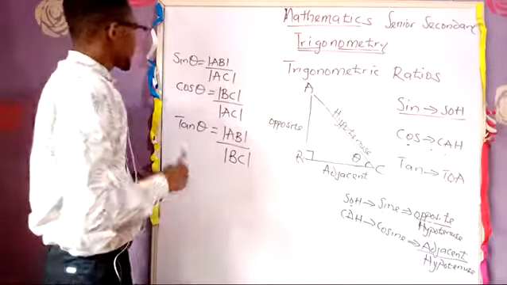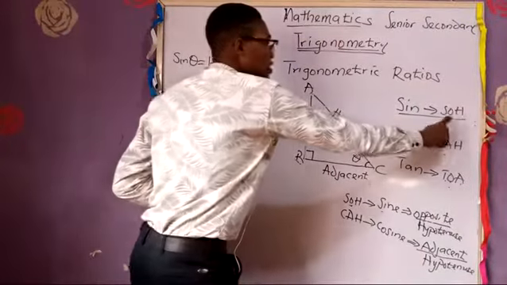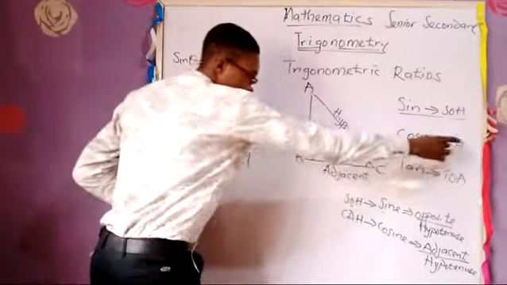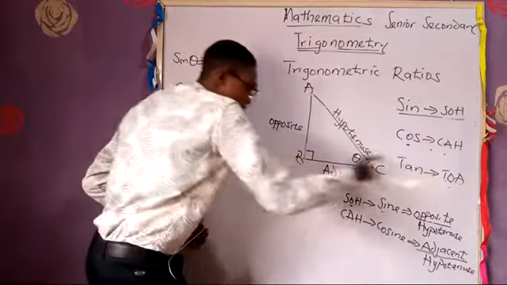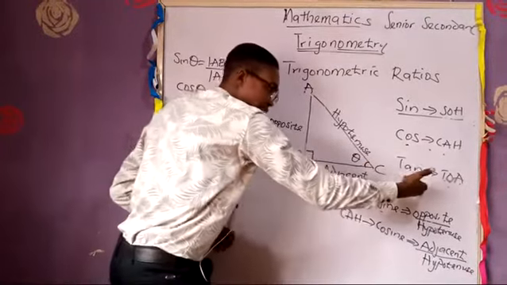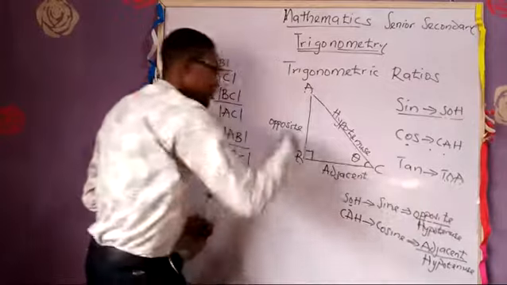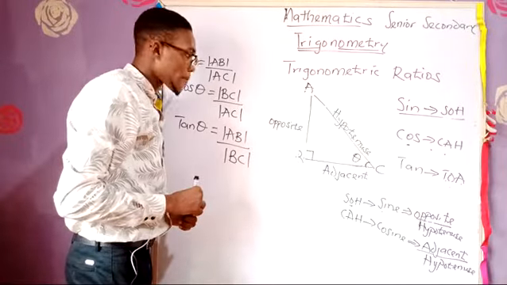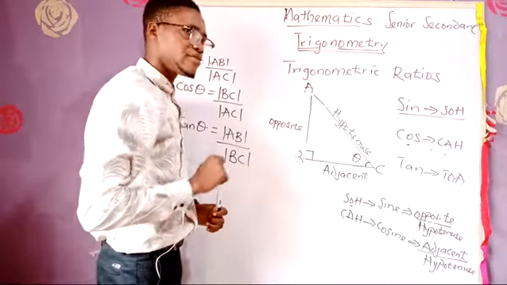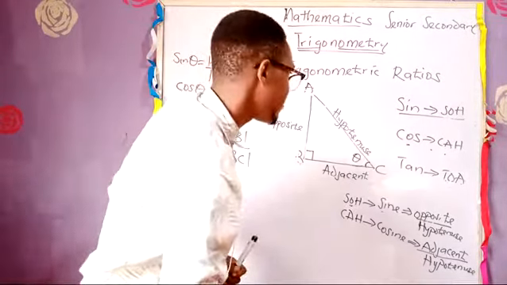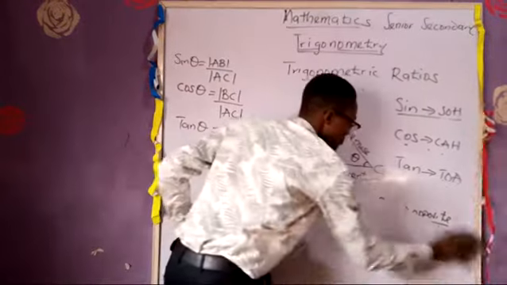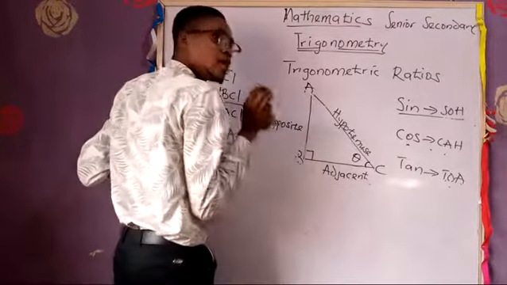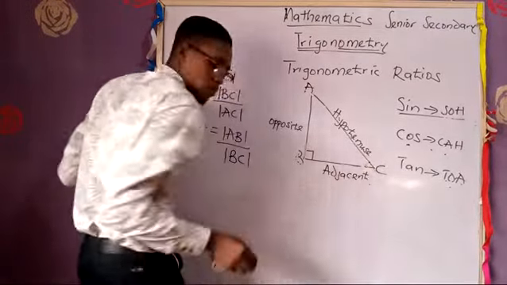Let's look at sine theta, opposite over hypotenuse. Cos theta, adjacent over hypotenuse. Tan theta, opposite over adjacent. Okay. Let me give you this. Let me wrap this up. I'm going to leave this for you. You still know this.